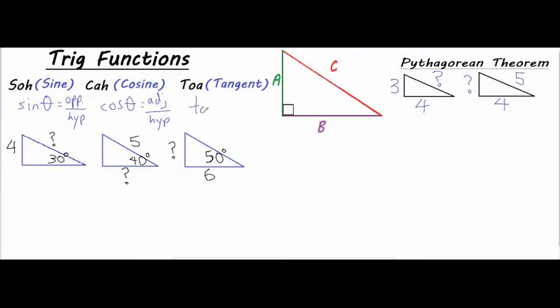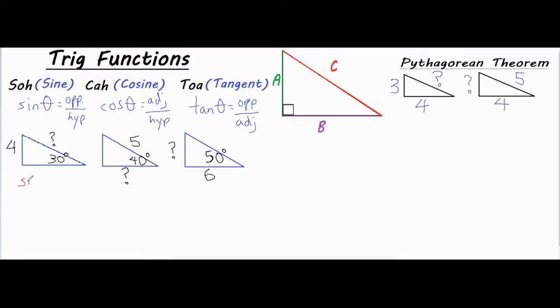Then our last one is tangent, and we take tangent of the angle. That is the opposite side divided by the adjacent side. So that's where the term SOHCAHTOA comes from, the S-O-H, the C-A-H, and the T-O-A to help you remember those ratios for the three different trig functions. So let's go ahead and set up these three problems.